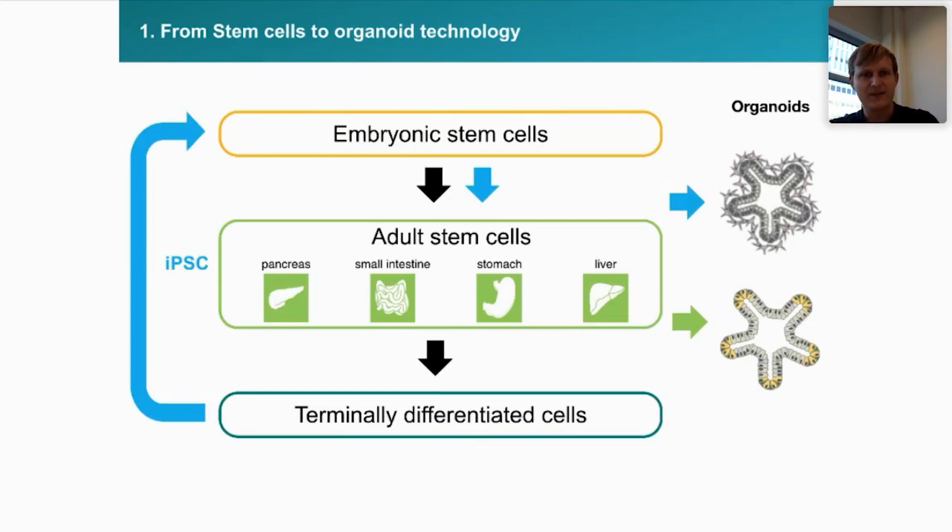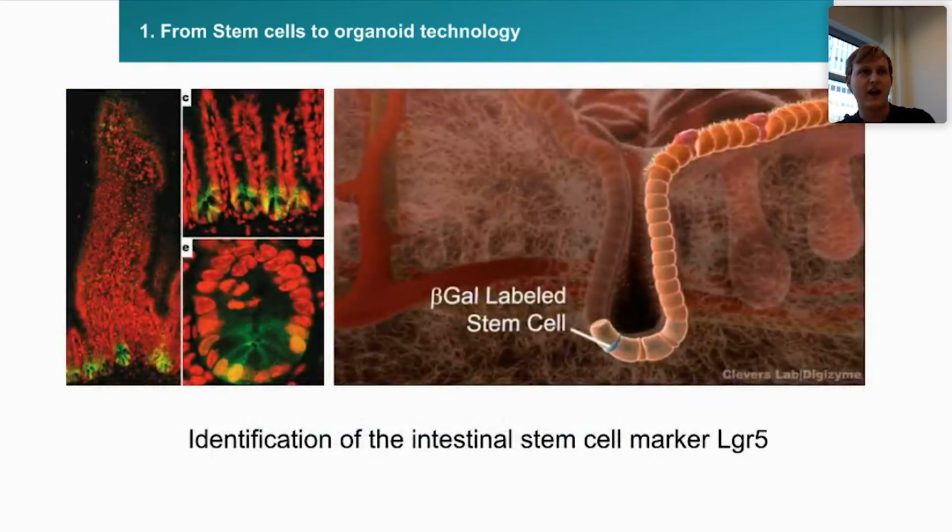But at the basis of organoid research was really a key finding, and that was the identification of the first adult stem cells in the gut, in the human gut. The critical step was the identification of a marker for intestinal stem cells, which is called LGR5. LGR5 is a gene that very specifically marks, as you can see here, hopefully you see my mouse, the bottom of the intestine.